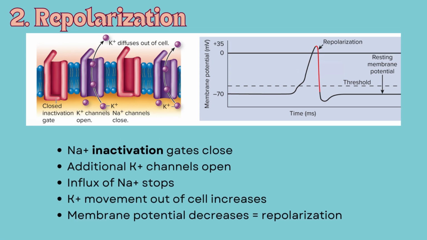The second phase of an action potential is repolarization. As the membrane potential reaches its maximum depolarization, the inactivation gates of voltage-gated sodium channels close, and additional potassium channels open. Sodium influx stops, and potassium movement out of the cell increases. This causes repolarization.